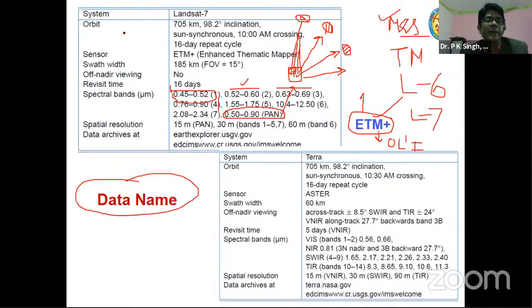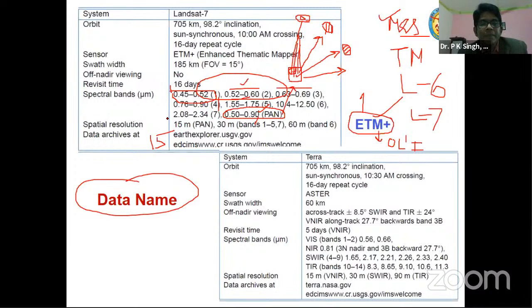For example, for ETM plus, the spatial resolution of the other bands of the visible range and near infrared is 30-meter resolution, but for the panchromatic band, it is 15 meter. Then how can it be used? You can make different color composites using these bands and merge them with the panchromatic band, so it will take the spatial resolution of the pan band. In that way, panchromatic bands are very helpful because their spatial resolution is much better than the other bands.